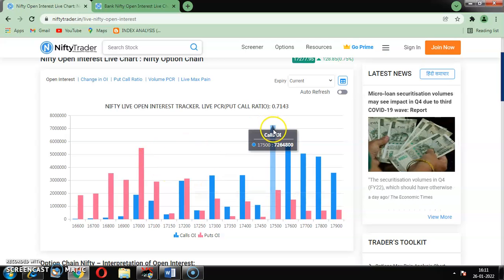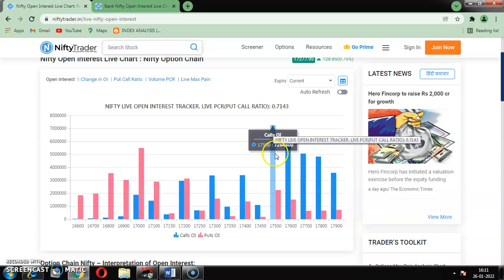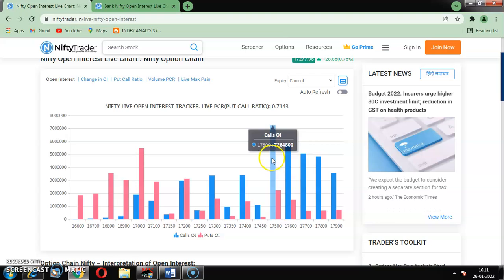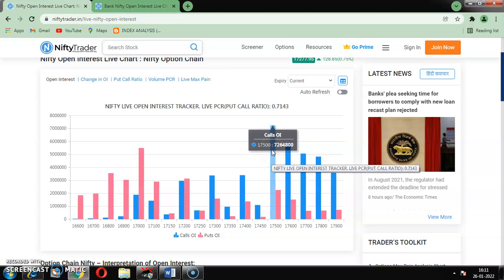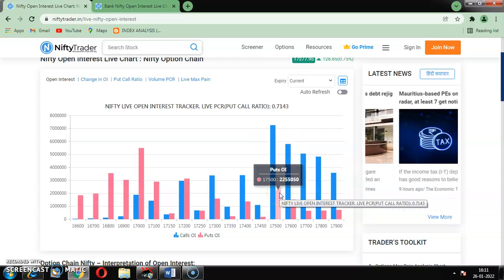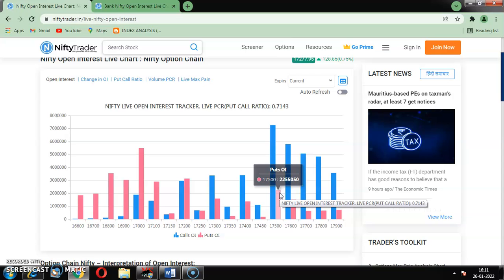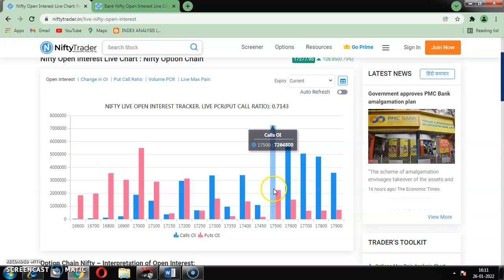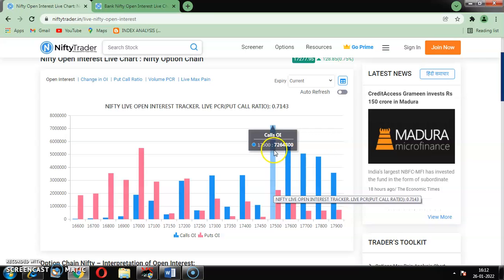And if I come to this strike rate, there is 17,500 where more call writing is happening. You see, what is the open interest of call? 72,64,800, and at the same strike rate the open interest of put is 22,55,050. So more call writing is happening. So this would be the resistance level.